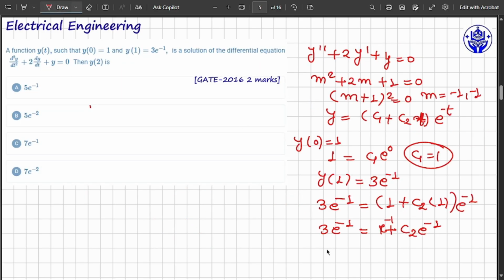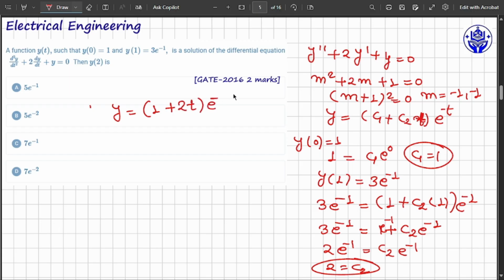So here it will be 2 e to the power minus 1 is equals to c2 e to the power minus 1, then 2 is equals to c2. So my c2 is equals to 2. So y is equals to what?